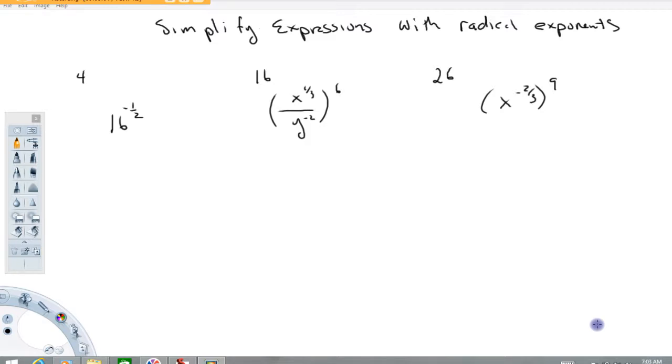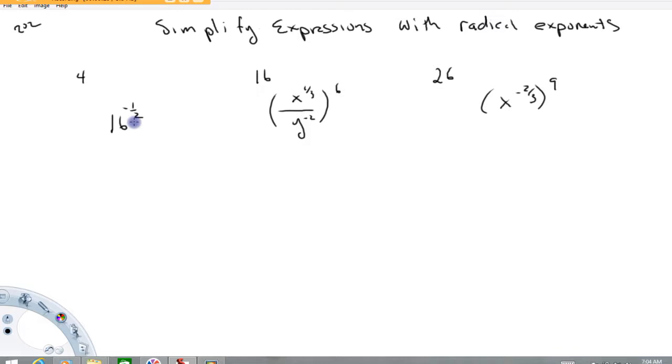We're going to take a look at how to simplify expressions with radical exponents here, and we're going to look at numbers 4, 16, and 26 in your textbook. These are on page 202. Alright, so let's talk about this animal here. So 16 to the minus 1/2.